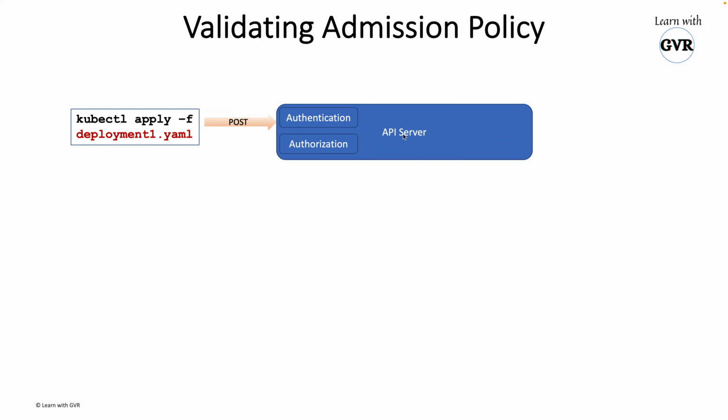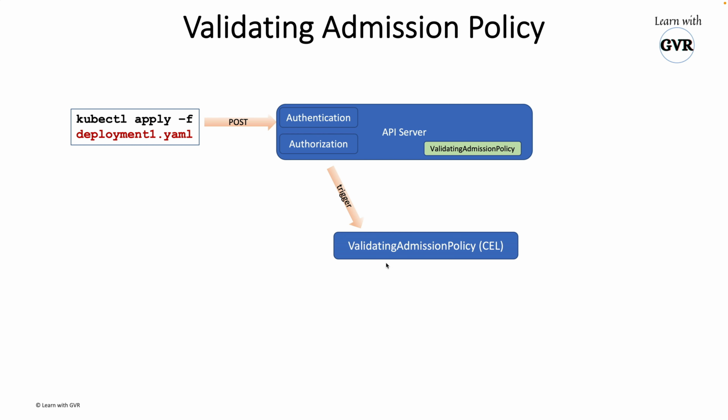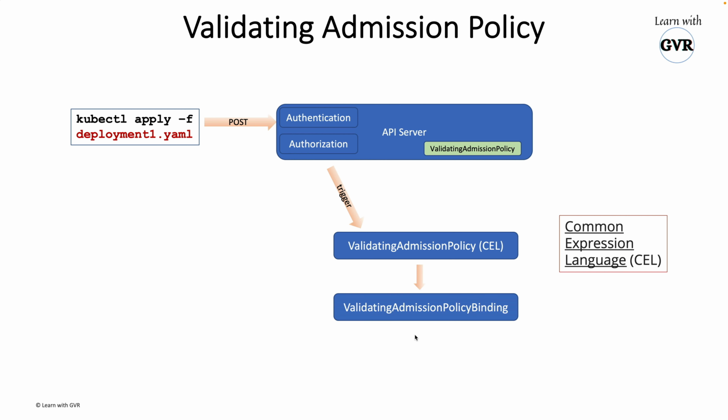Then it will go and hit the kube-apiserver. After authentication and authorization, it will trigger the validating admission policy, built in from 1.26 as an alpha feature. This policy will evaluate with the Common Expression Language whatever you specify. Then after that the binding, and if you specify a param also, it matches and evaluates, and it tells whether to ignore or fail.